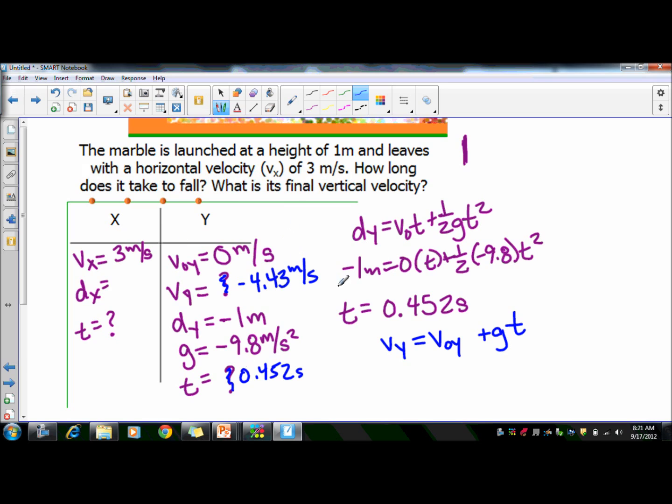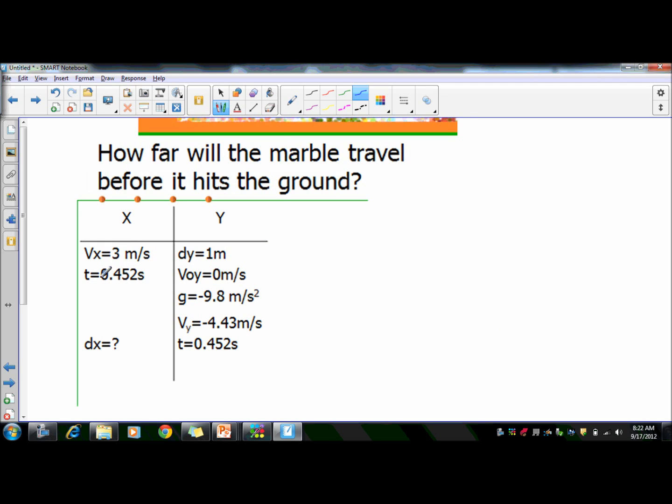So what you should notice is the vertical is identical to dropping an object, but now we've got this horizontal side. So what are we going to solve for? Now we want to know how far it will travel, which means how far outward it goes, right? Well, that's horizontal, which means x. And so we're looking for dx. Notice our time here is identical. That's because time ties the x and the y together. So the time we solve for in the y, we can throw over here in the x to solve for our dx. So now we've got two knowns and one unknown.